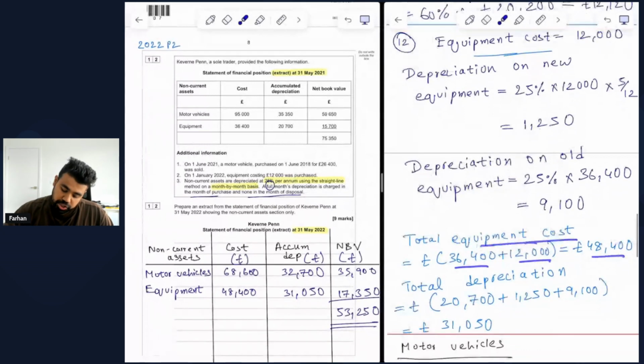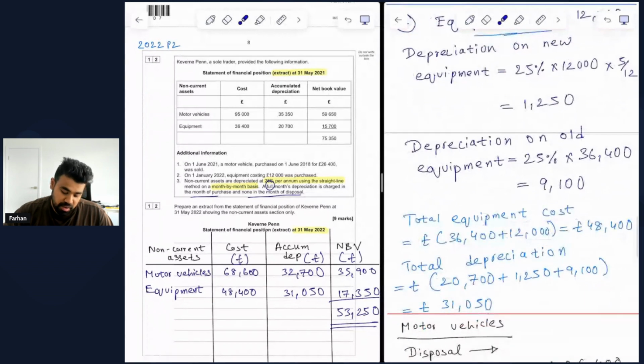What about the total depreciation? We start with £20,700, which was the depreciation at end of previous financial year, which is given in this extract that we are given in the question. And then we are adding 1,250, which reflects the depreciation on new equipment, and 9,100, which reflects the depreciation for the old equipment for this financial year. And therefore we get the total depreciation to include in the balance sheet or the statement of financial position of £31,050. So this is what we have done here.